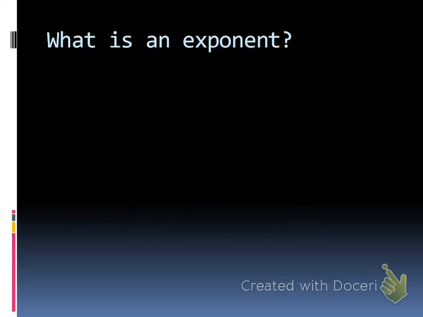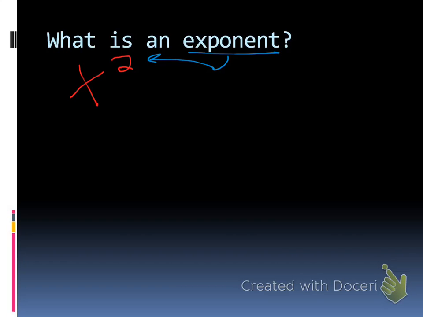Okay, what is an exponent? An exponent is that little number that we write up above a variable or maybe another number, a superscript, and this is what it means. In fact, let's label. In this example here, the exponent is 2. So my exponent is 2.